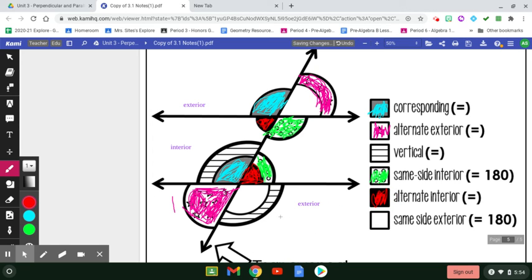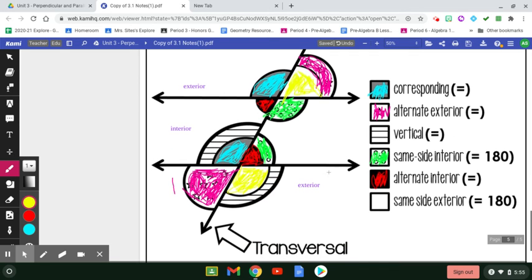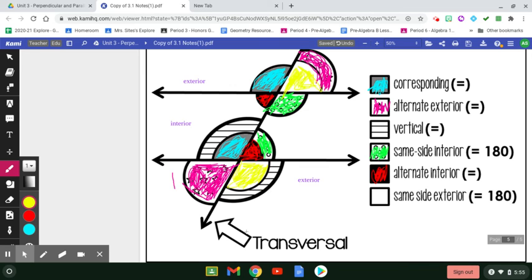Okay, now the other relationship that wasn't mentioned, but I still want you guys to know that it exists, is something that's considered same side exterior. Okay, same side exterior means exactly what the name says. You're on the exterior portion of the two lines, but it's on the same side of the transversal. So right here where I'm coloring in yellow, and again on the exterior here, so exterior portion, same side of the transversal, and you can see again the transversal is indicated to you.